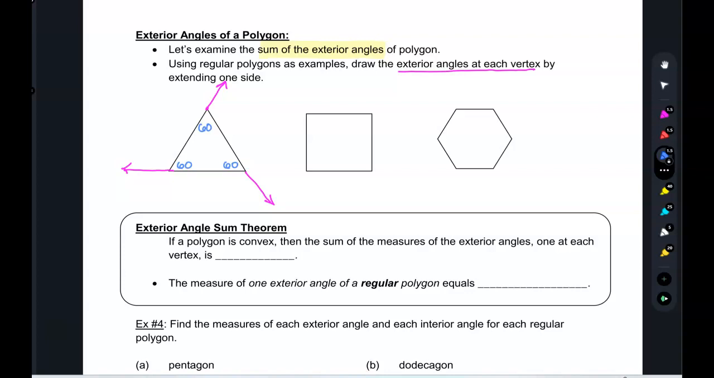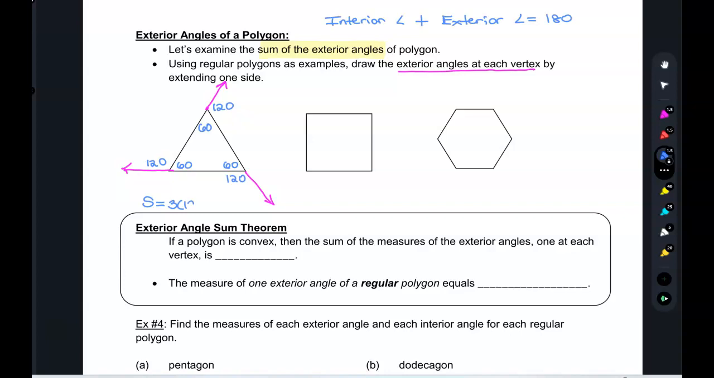All right. What do we know about an interior angle plus an exterior angle? They're supplementary. Do you see how they form a linear pair? Yeah, these two. Okay. So if this is 60, what would each exterior angle be? 120, 120, 120.